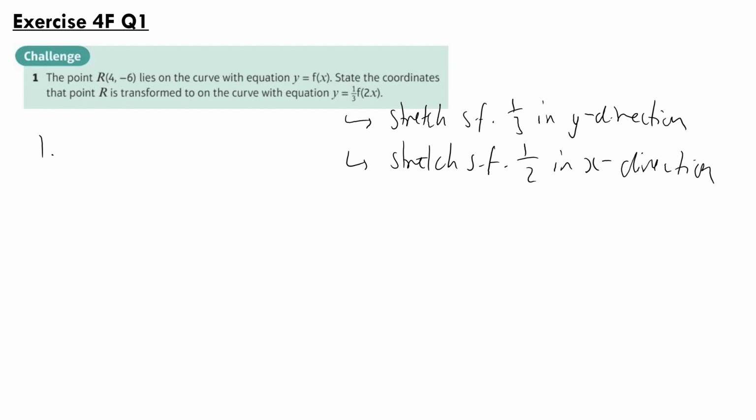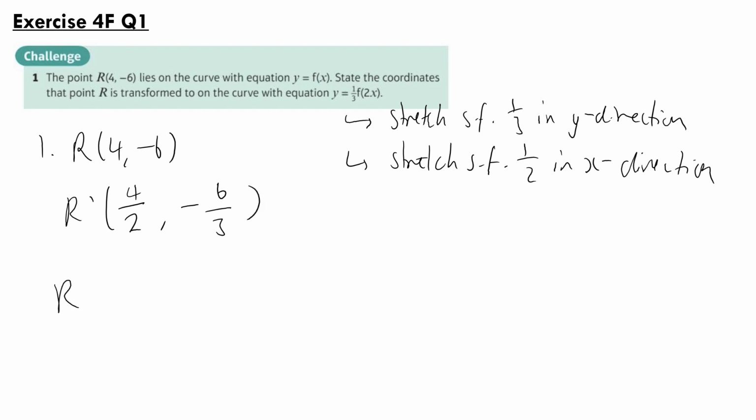Okay, so the coordinates of R dash are going to be 4 over 2 and minus 6 over 3, or (2, -2).